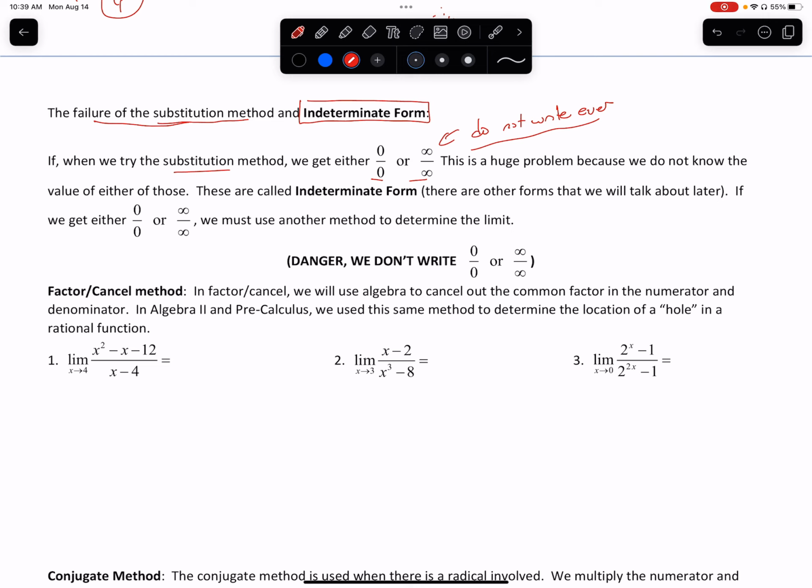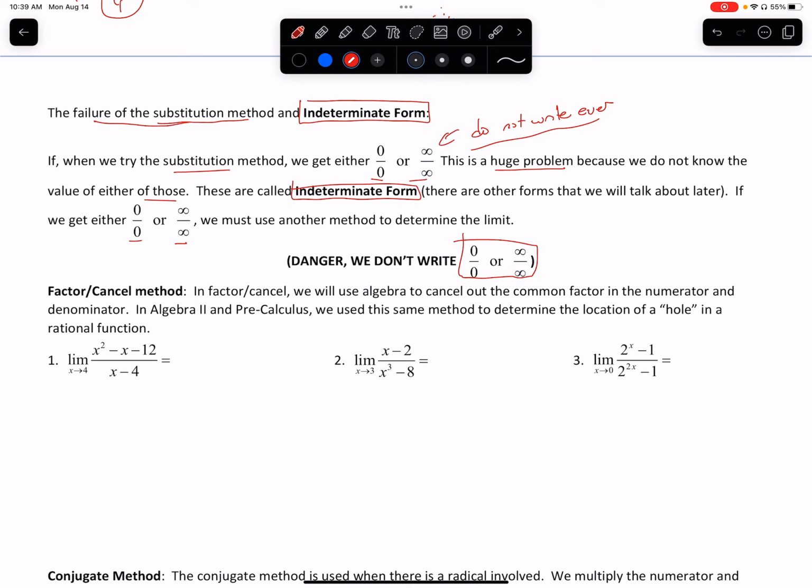And I'll show you in this video why we really don't like to write 0 over 0, or infinity over infinity. But remember, we talked about this in an earlier video. This is a huge problem because we don't know their values. That's why they're called indeterminate. Now, there are other forms. We'll talk about those at a later date. If we get 0 over 0 or infinity over infinity, we have to use another method. And you saw these last year in your pre-calc course. But danger, do not, have I said this yet? Do not write that. So the first technique is what we call factor cancel.